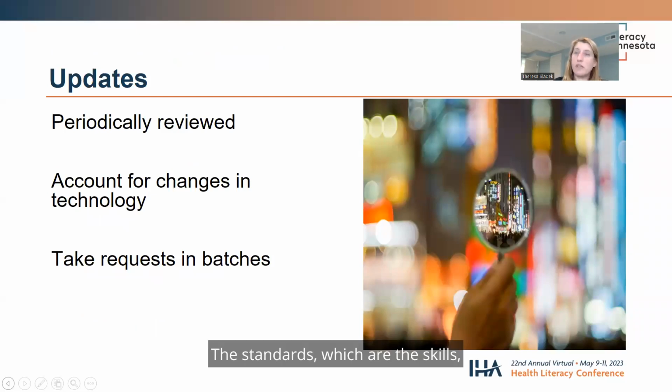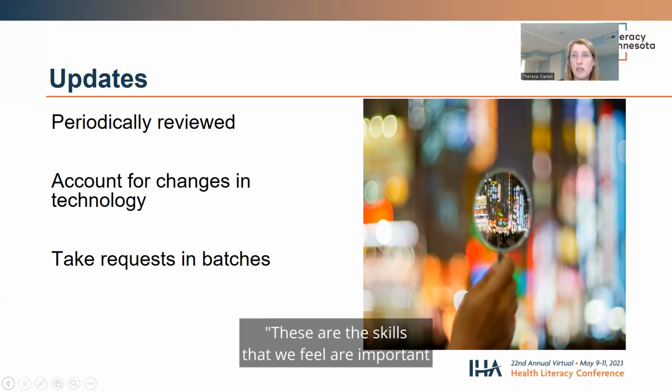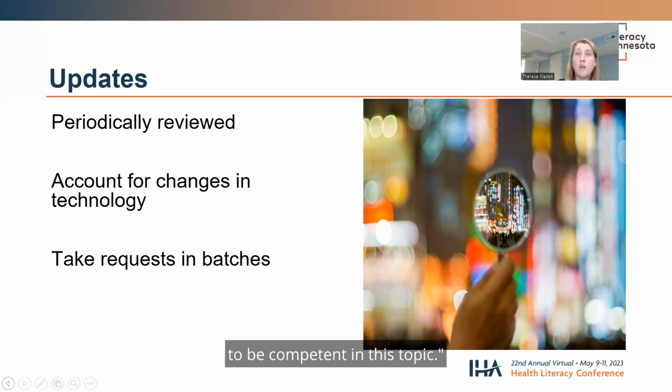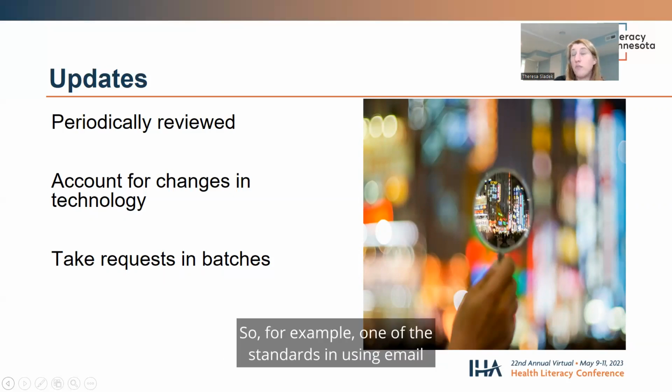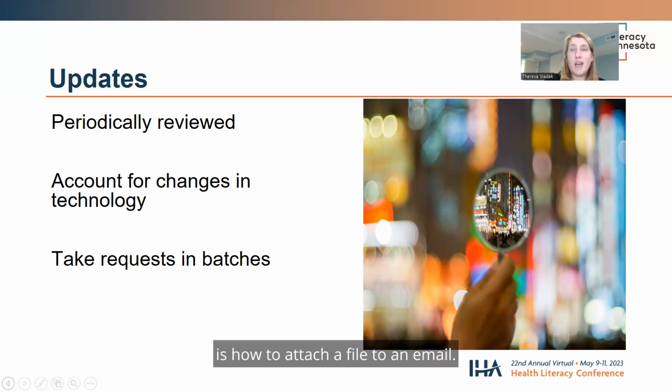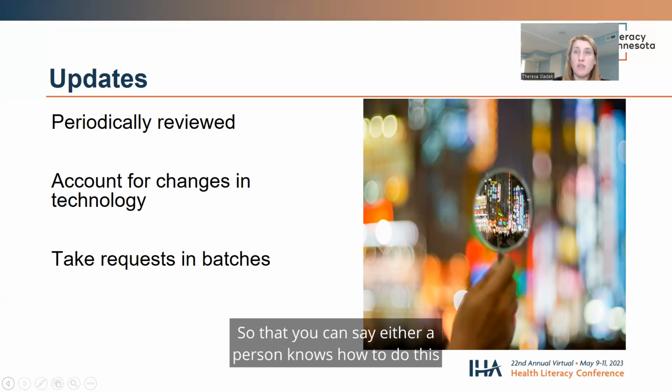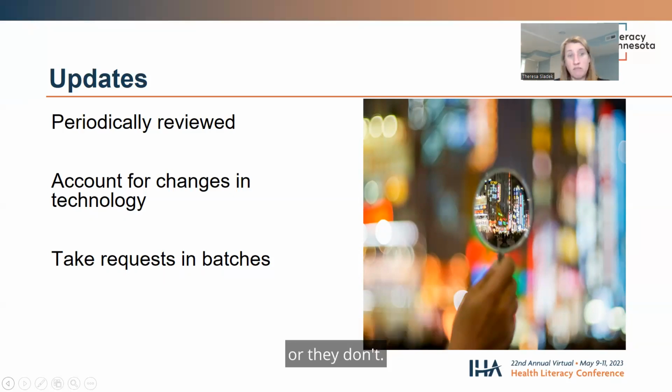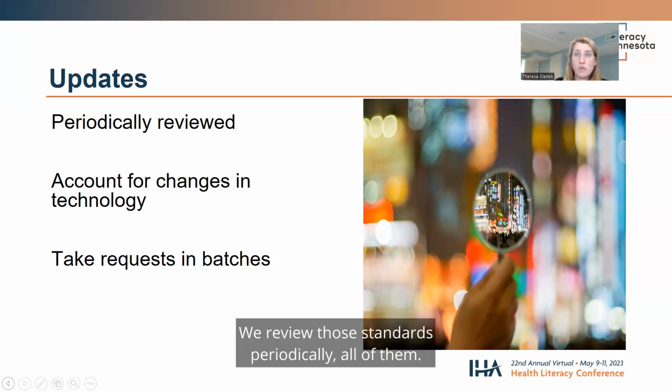The standards, which are the skills: once they had decided on the topics, for each topic, like using email, they created a set of standards. And the standards really say, these are the skills that we feel are important to be competent in this topic. So for example, one of the standards in using email is how to attach a file to an email. So that is a skill. The standards are usually demonstrable skills so that you can say either a person knows how to do this or they don't.